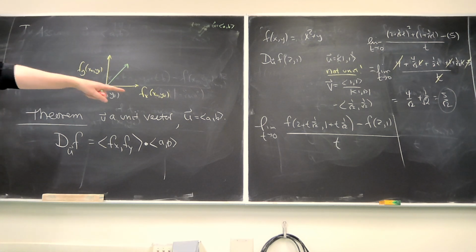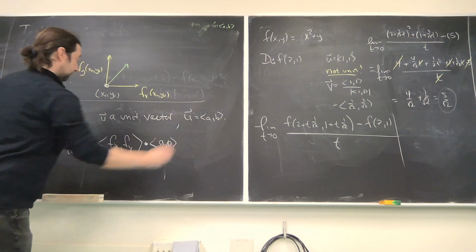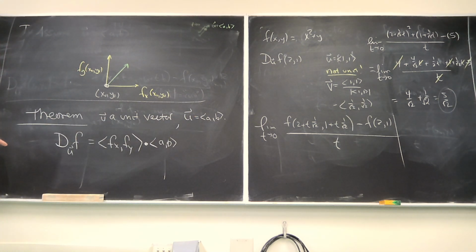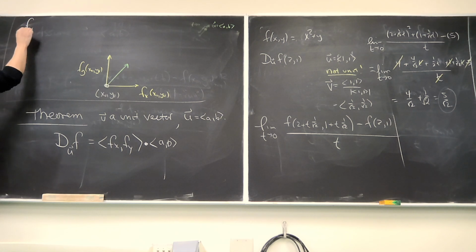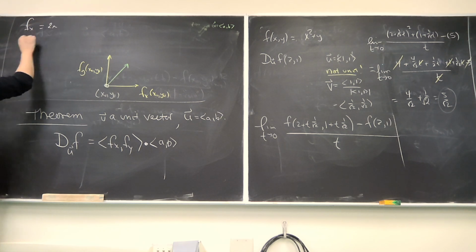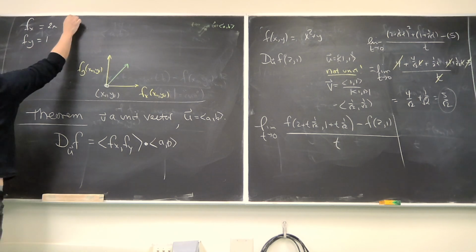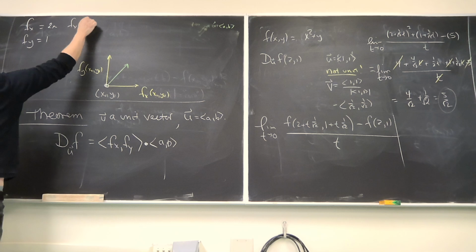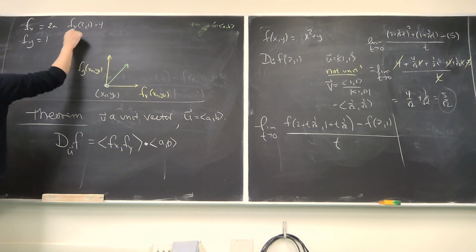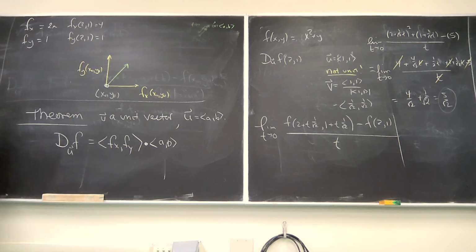So let's actually verify that we get the right thing when we do it here. See if you can test how good my math is early in the morning like this. According to this theorem, instead of grinding that all the way out there, what I could have done is calculate fx, which is 2x, and fy, which is 1. And then fx at the point (2, 1) is equal to 4, and fy at the point (2, 1) is equal to 1.